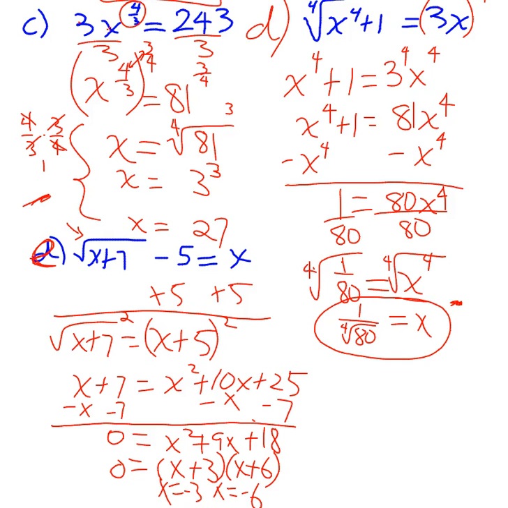Let's plug a negative 3 in here. If I plug a negative 3 in here, negative 3 plus 7 is 4. The square root of 4 is 2, and 2 minus 5 is negative 3. And x was negative 3, so that works. So negative 3 works. Now let's try the negative 6.